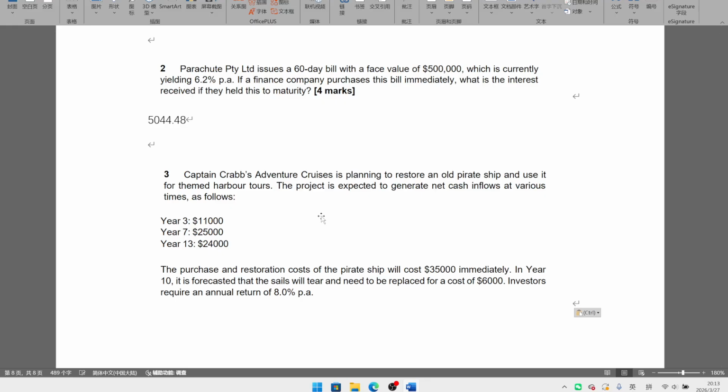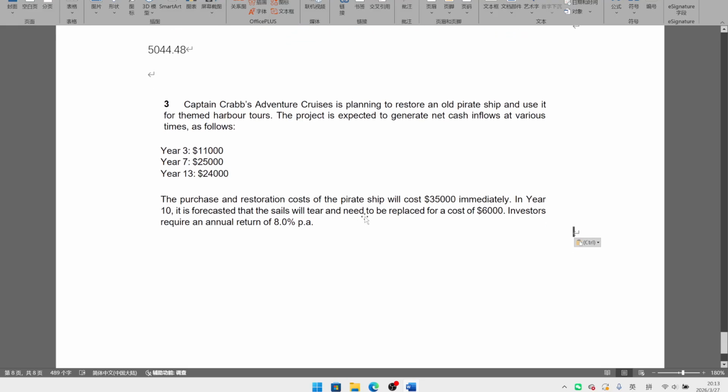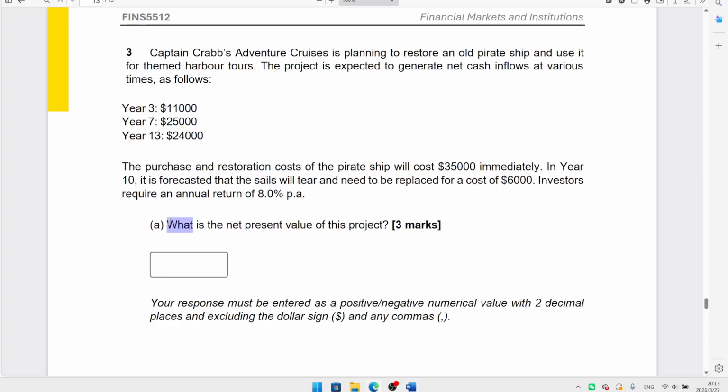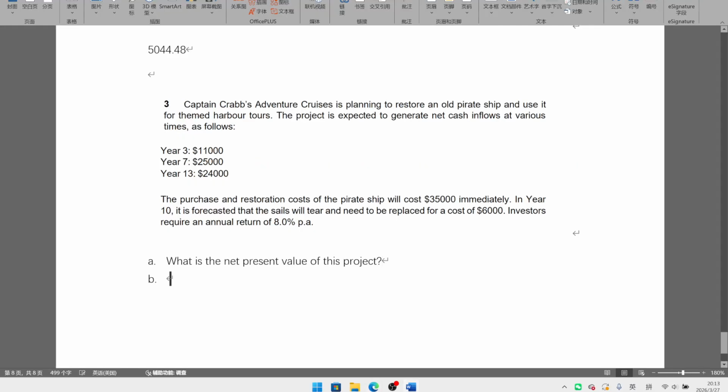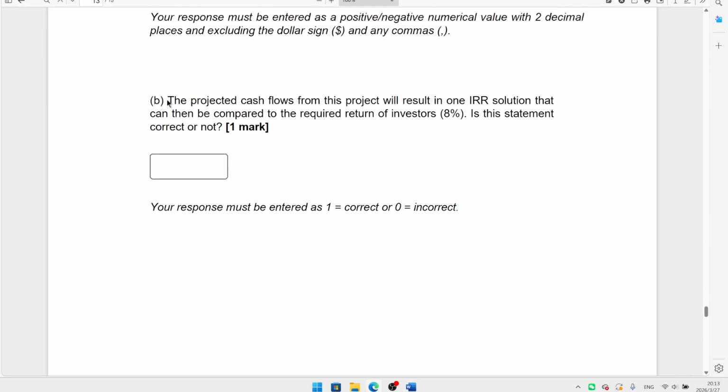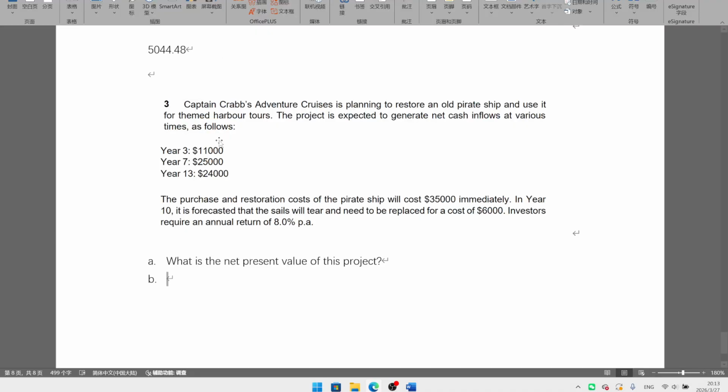A charter company is planning to restore its old parrot ship and use it for themed harbor tours. The project is expected to generate net cash flow at various times as follows. The purchase investor requires a return of 8%. So we need to say what is the NPV of the project. And the question is whether the statement is correct or not.